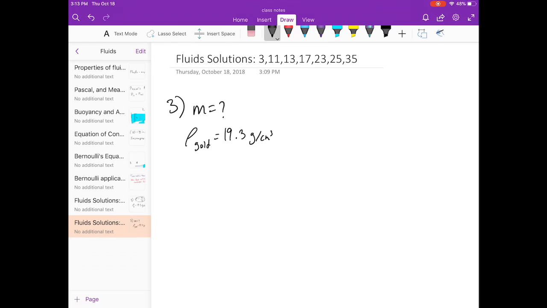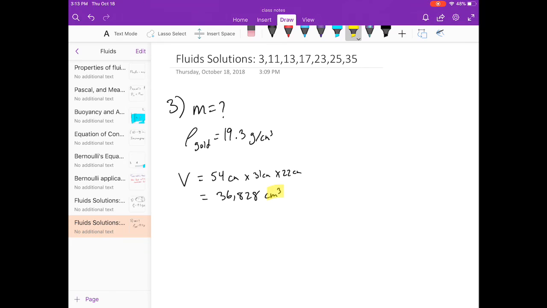Something else we actually know is the volume of your bag, and that is 54 centimeters by 31 centimeters by 22 centimeters, which gives us a total volume of 36,828 cubic centimeters.